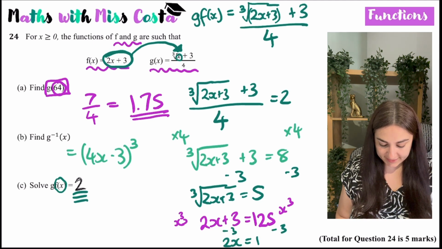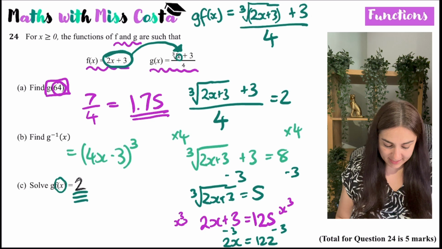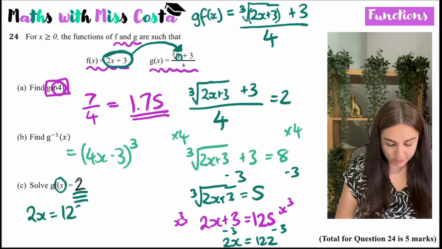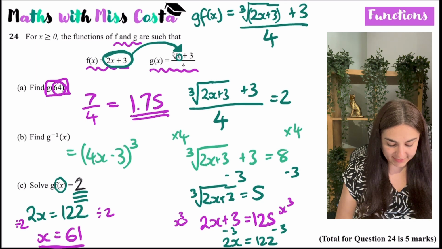So 2x equals 122. And the last step, if 2x equals 122, I'm just going to divide by 2. And x is going to be equal to 61.